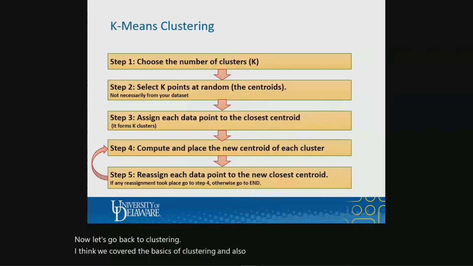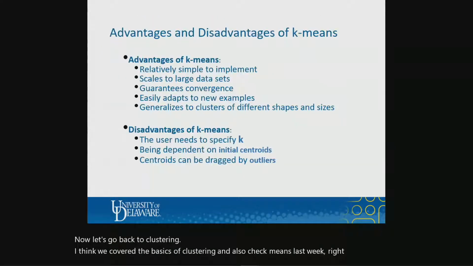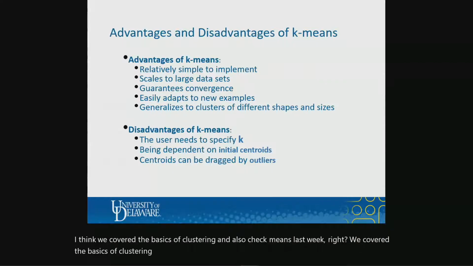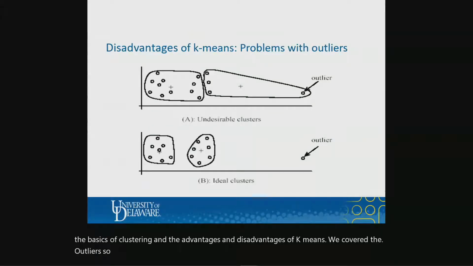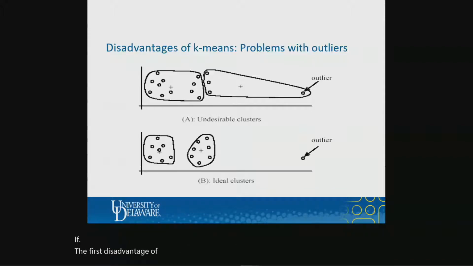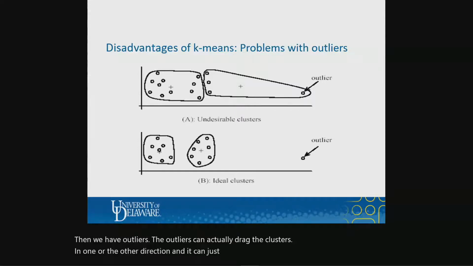And also K-means last week, right? We covered the basics of clustering and the advantages and disadvantages of K-means. We covered the outliers. The first disadvantage of K-means was that when we have outliers, the outliers can actually drag the clusters in one or the other direction, and it can just ruin our results. And the way to fix it was what?